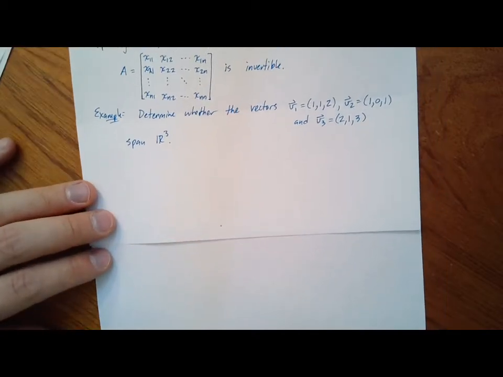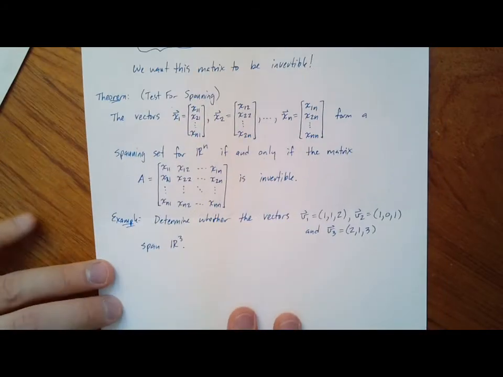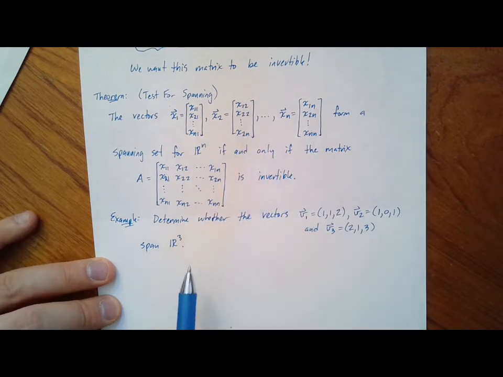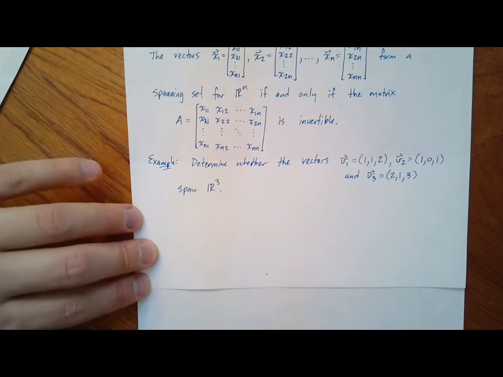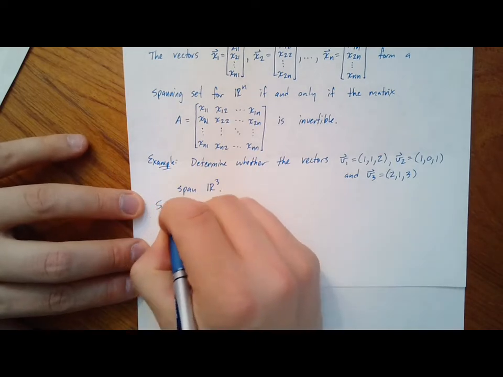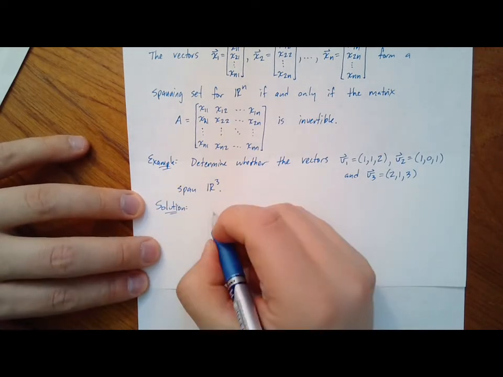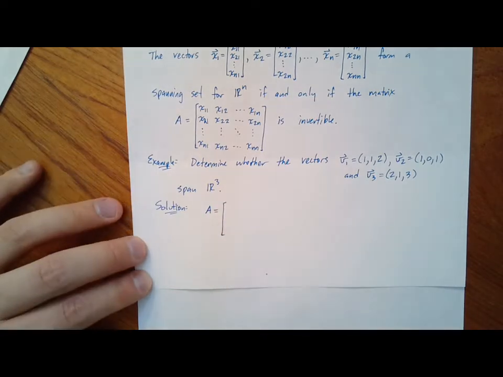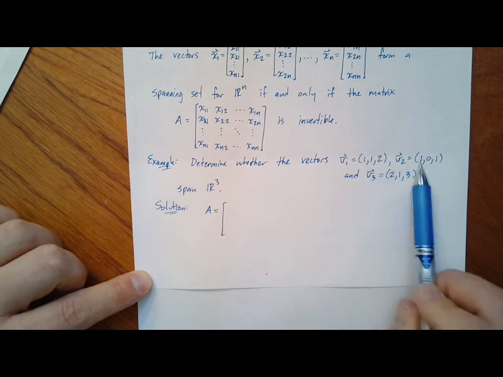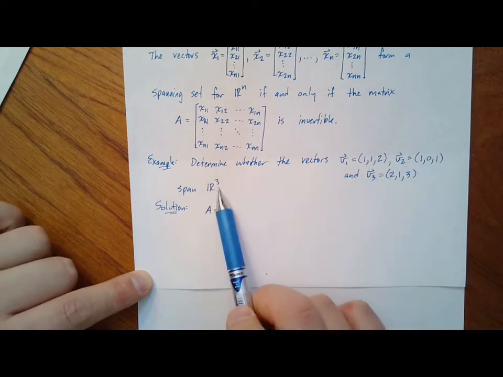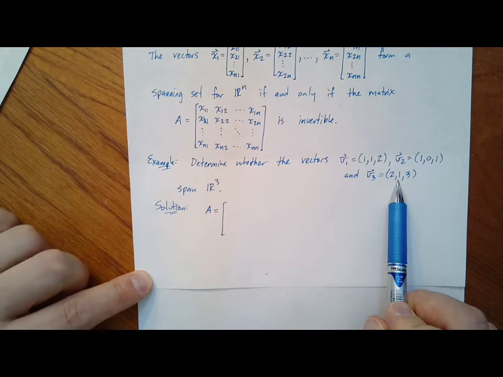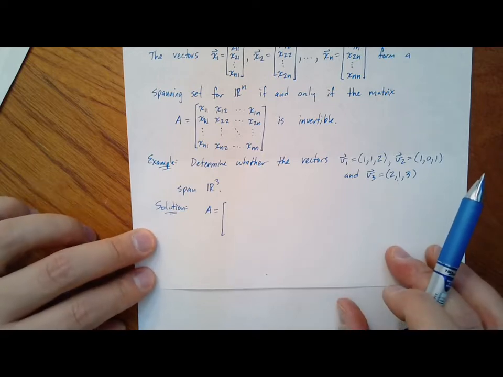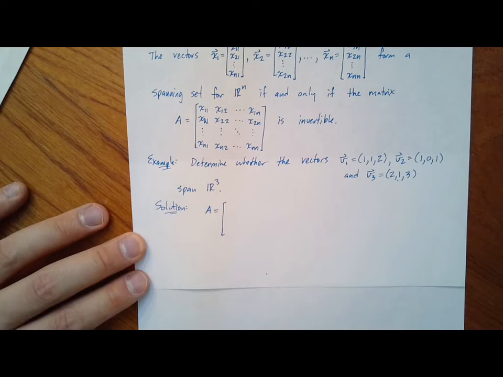So how are we going to do that? Well, for the solution, we're just going to use the test for spanning. We've got our vectors, right? They are three-dimensional vectors. We know what their coordinates are, so we can form this matrix from these vectors, and then check whether it's invertible or not. We'll set A to be a 3 by 3 matrix, because we have a list of 3 vectors and they're all three-dimensional. So that's exactly the situation that this test applies to.